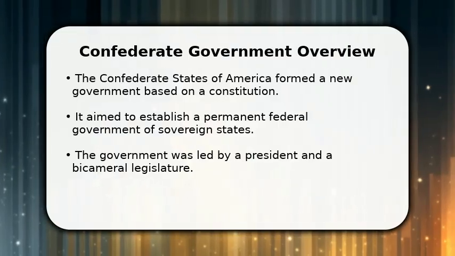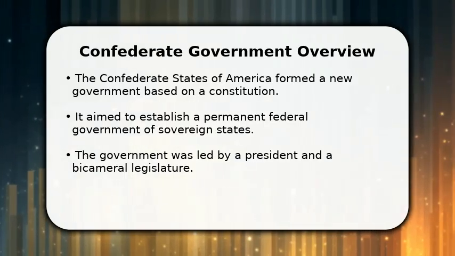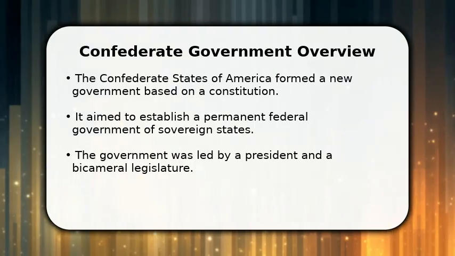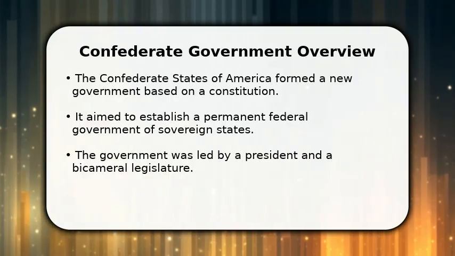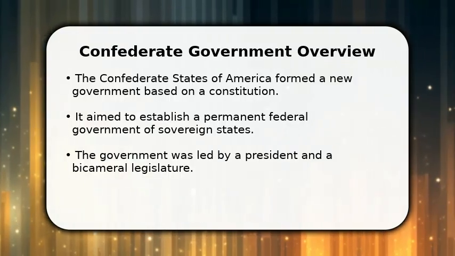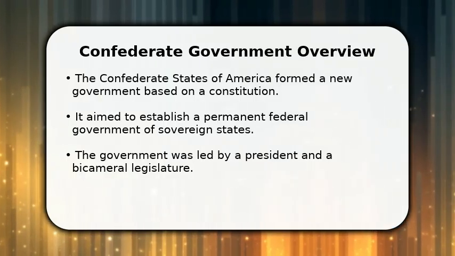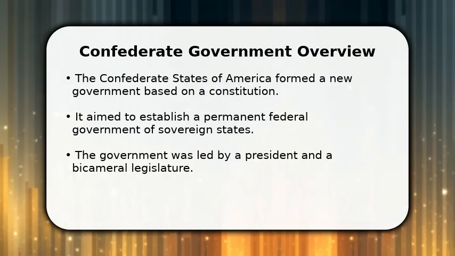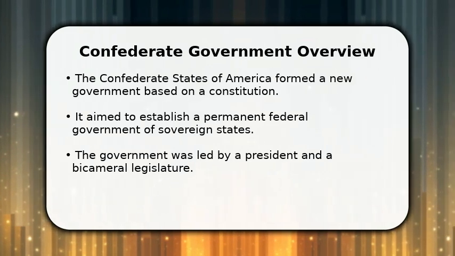In this video, I will explain how the Confederate government worked. The Confederate States of America established its own government, creating a constitution and a federal structure. This new government was designed to be a permanent entity, emphasizing the sovereignty and independence of its member states. It featured a familiar three-branch system, including a president and a two-house legislative body, mirroring some aspects of the government it sought to separate from, but with key differences.